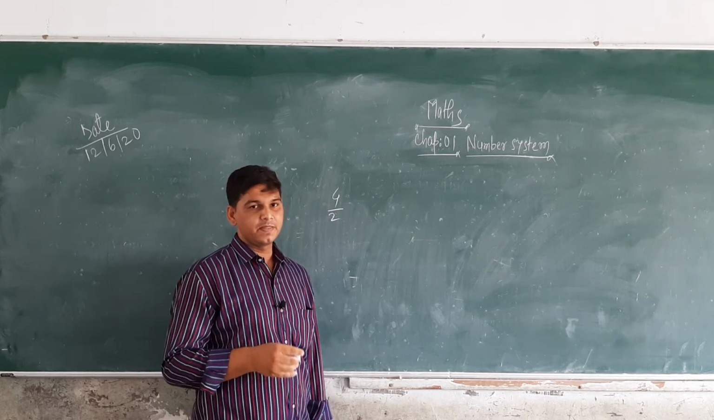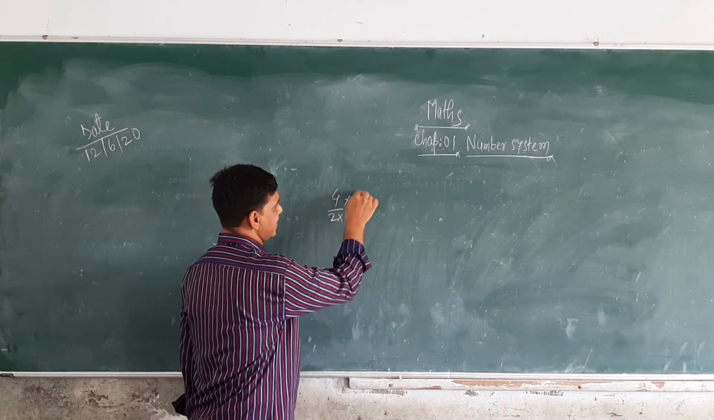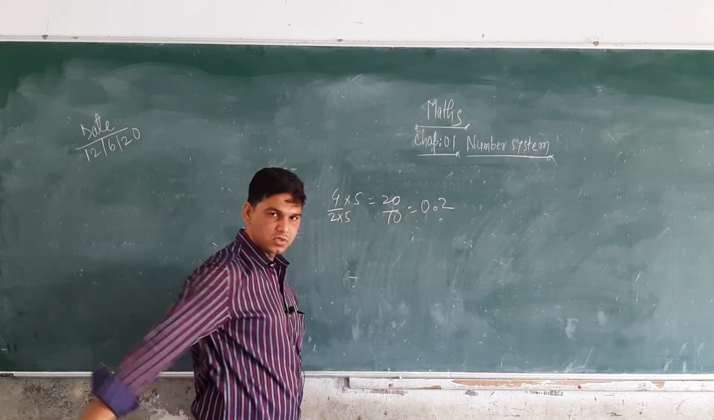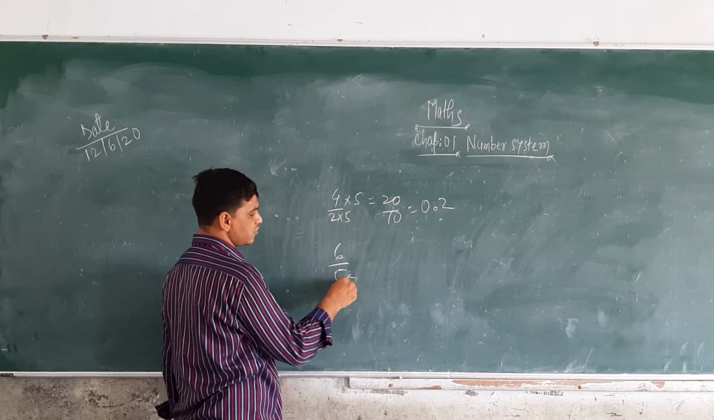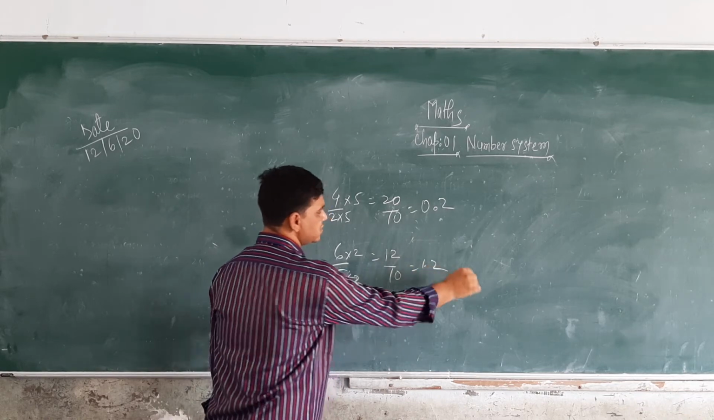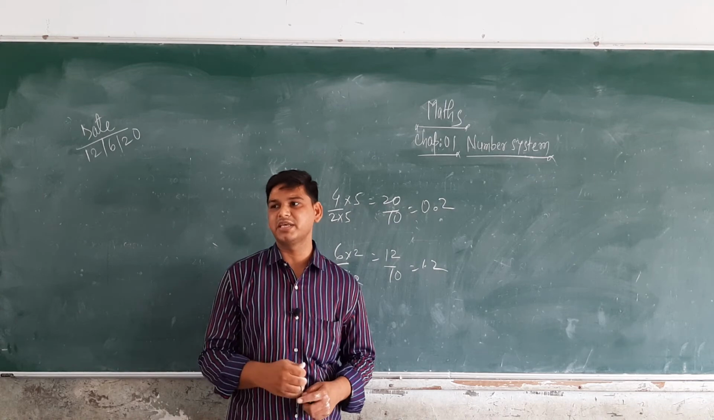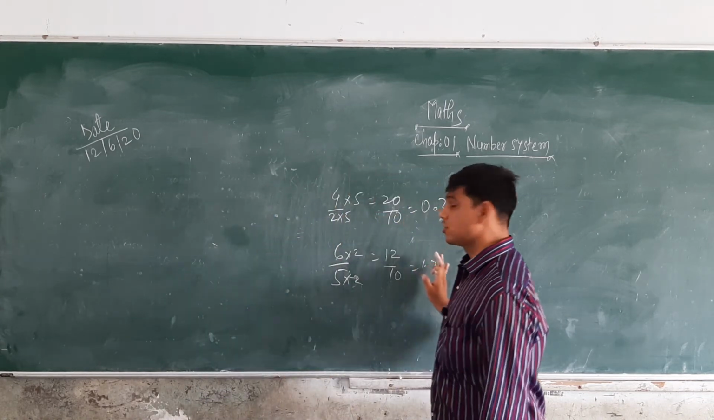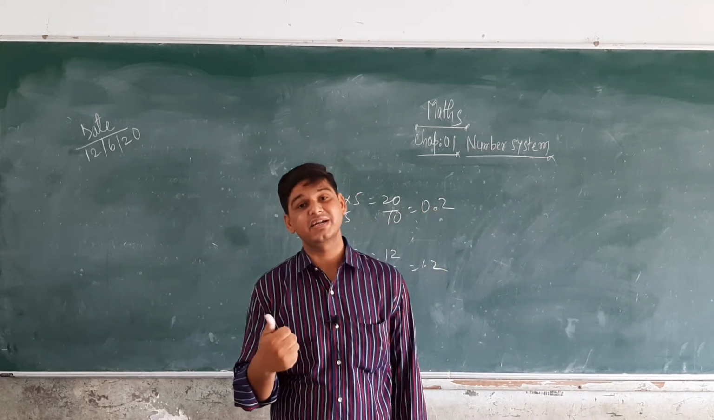So for decimal form, it should be multiplied with 5. So 2 is here, that can be multiplied with 5. So 20 by 10, that is 0.2. Like here 6 upon 5. So 5 is there, so you multiply with 2. 12 by 10, it should be 1.2. So you can easily convert to decimal numbers when the denominator is in the form of 2 or 5.